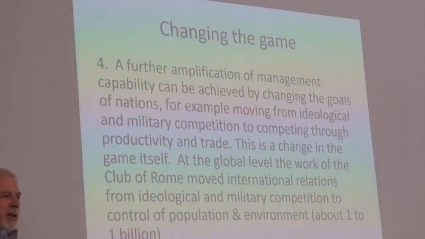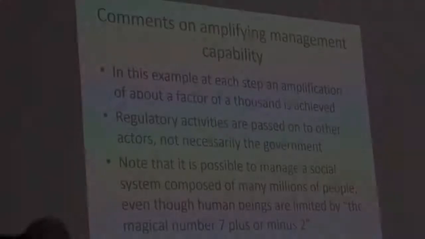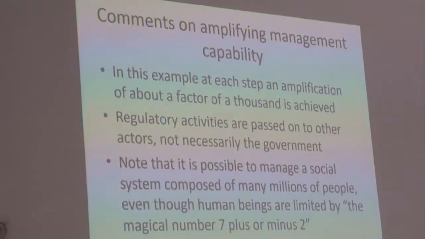That was done with the Club of Rome report on the limits to growth, where they said, don't worry so much about military competition and ideology, think about population and environment. It was a change in the game, and that was done by about a dozen people, and it affected about 6 million. So if you're trying to amplify management capability, you get a substantial amplification simply by changing your strategy, by choosing to look at something different.